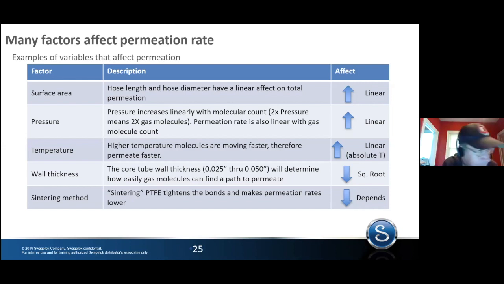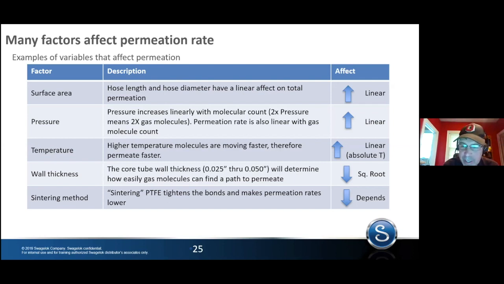We also know temperature is linear, except we have to keep in mind that temperature is related to absolute temperature. So of course, 0 degrees Celsius is 273 degrees Kelvin. So going from 50 Celsius is like going 273 to 323. It's not as big of an impact. It's related to absolute. And then wall thickness of the core tube makes an impact. The thicker the wall, the less permeation.